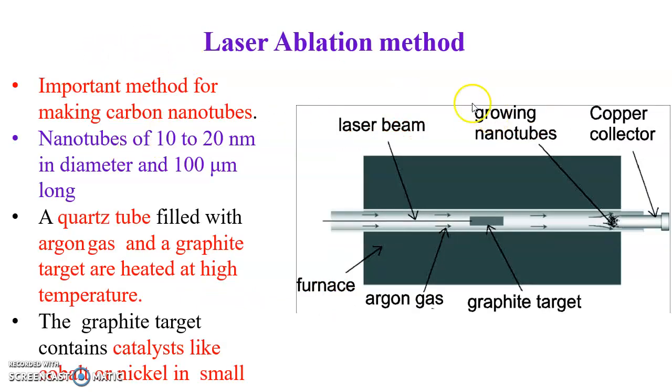The second method is the laser ablation method, an important method for making carbon nanotubes. We can achieve nanotubes of 10 to 20 nanometers in diameter and 100 micrometers in length. Here we have a quartz tube filled with argon gas, and we have a graphite target, which is heated at a very high temperature. The graphite target contains catalysts like cobalt and nickel in small amounts.